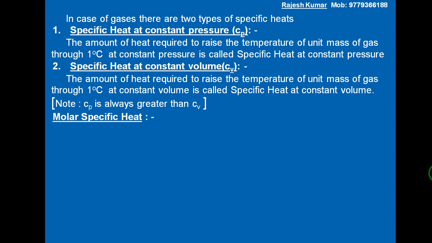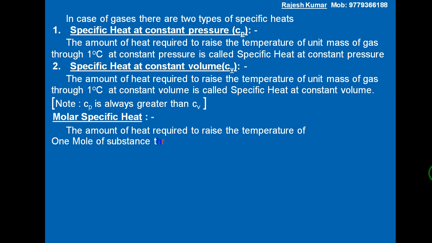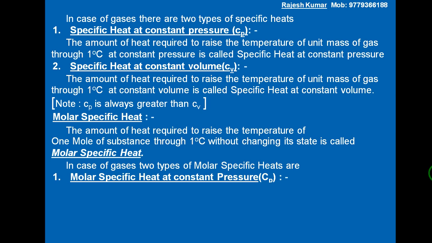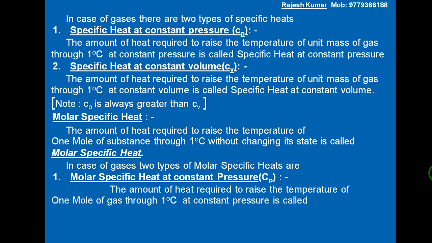Now molar specific heat: the amount of heat required to raise the temperature of 1 mole of substance through 1 degree C without changing its state is called molar specific heat. In case of gases, two types of molar specific heats are: number 1, molar specific heat at constant pressure, capital Cp. The amount of heat required to raise the temperature of 1 mole of gas through 1 degree C at constant pressure is called molar specific heat at constant pressure.